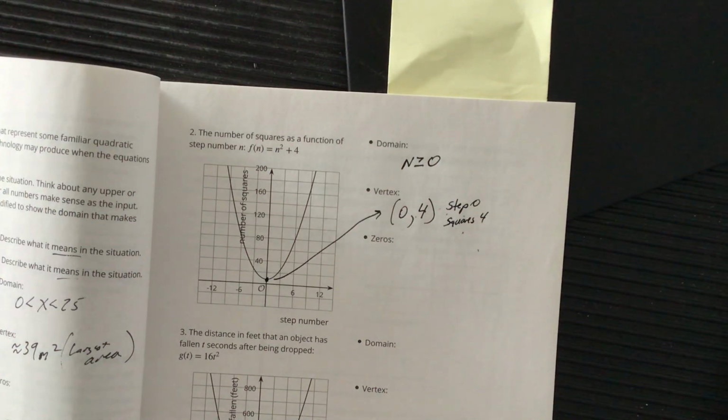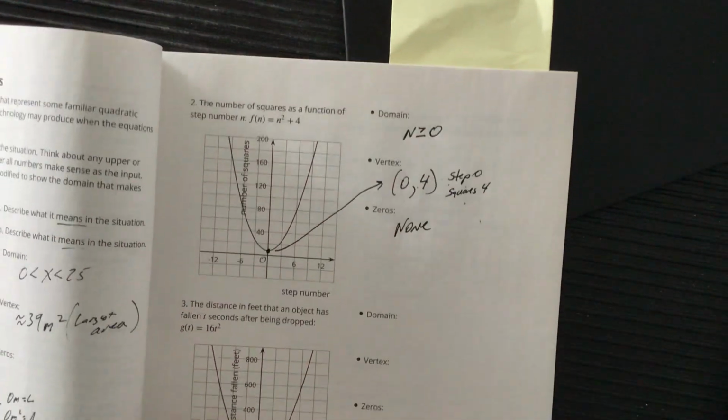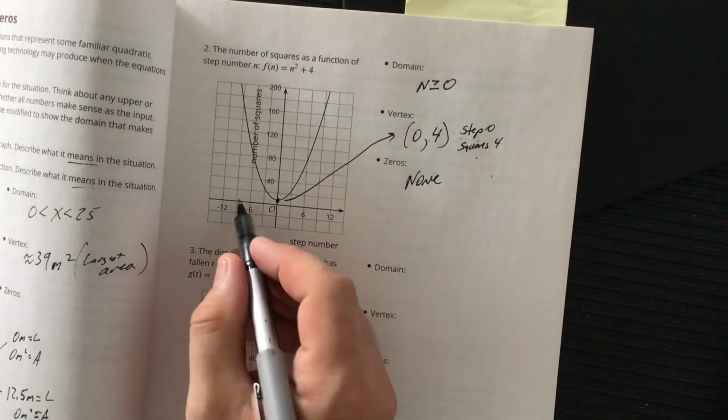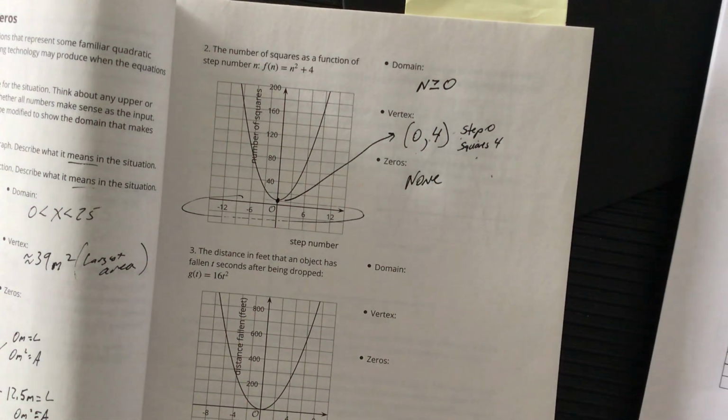Now what are my zeros here? What is across the x-axis? Never. So there are no steps that will be 0 squares. It never crosses my x-axis. Okay, why don't you try number 3?